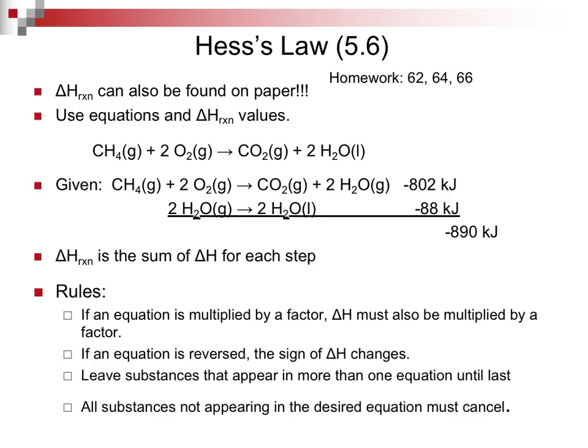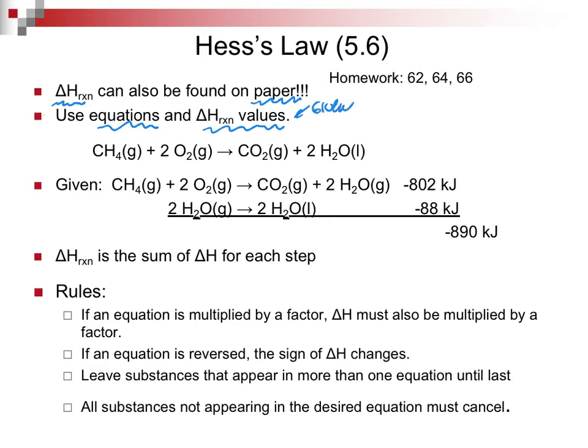This is section 5.6 on Hess's law. This is really great news. You do not have to do calorimetry to get a delta H of reaction. You can actually do it all on paper, all right? So what you're going to be doing is using equations and delta H of reaction values that are given to you.